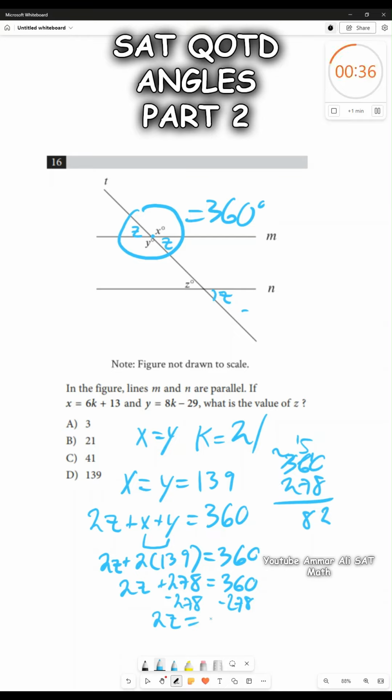So 2z is going to be equal to 82. So z is going to be equal to nothing more than 82 divided by 2. Or in other words, z is equal to 41. Is that one of our answer choices? Yep, there you go.